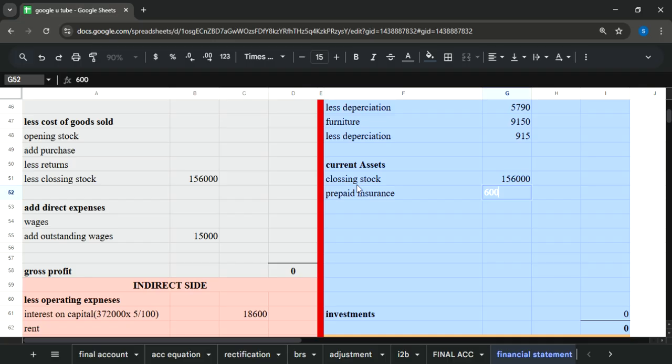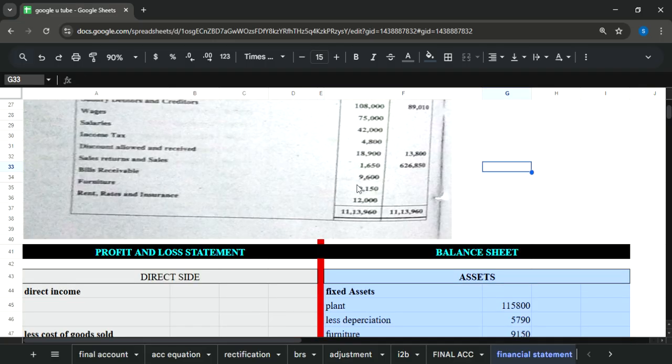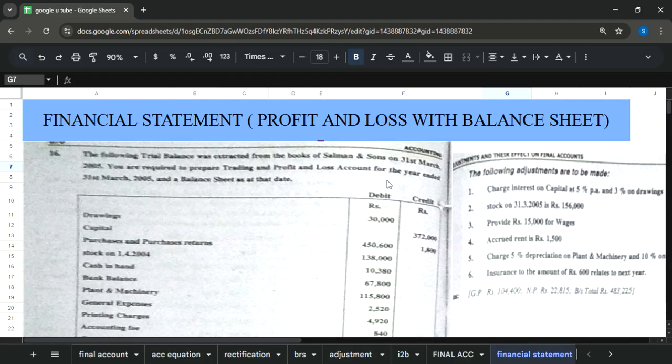Alright. So as you've seen, there were 6 adjustments and we have completed all 6 adjustments. Each adjustment was having dual effects or two effects, one in profit and loss statement and second in balance sheet. Both effects have been completed. So we are now open to start entering elements present in our trial balance.